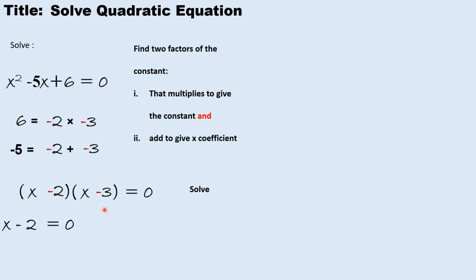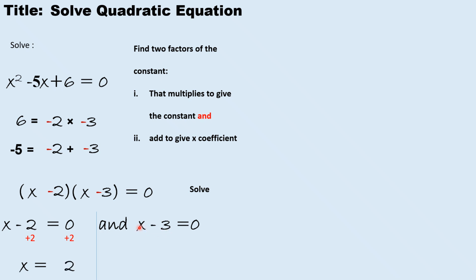Okay, and then we solve. Again, x minus 2 is equal to 0, and x minus 3 is equal to 0. Undo our minus 2 here, and the reverse of minus 2 is add 2, and then we add 2 on the other side of the equation as well. Therefore, x will be equal to positive 2.